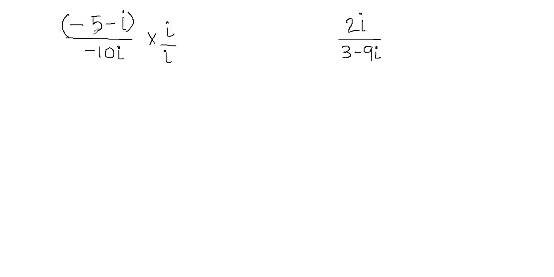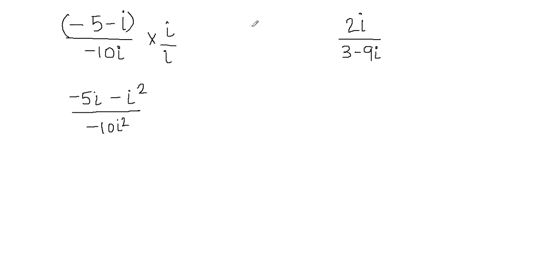So i times -5 will be equal to -5i. i times -i is going to be -i squared, divided by -10i times i is going to be -10i squared.